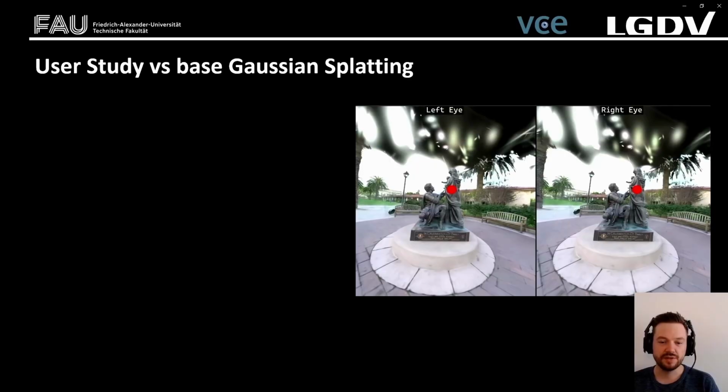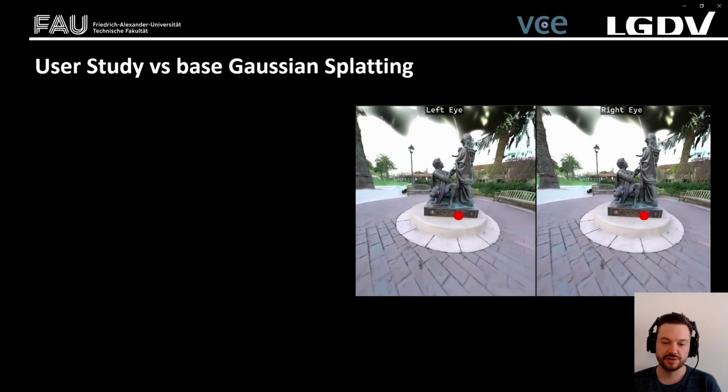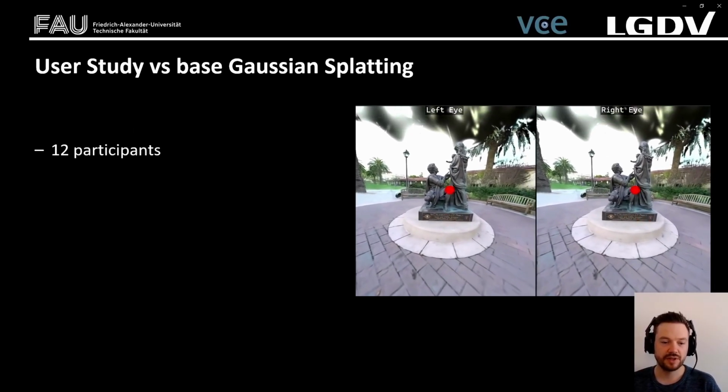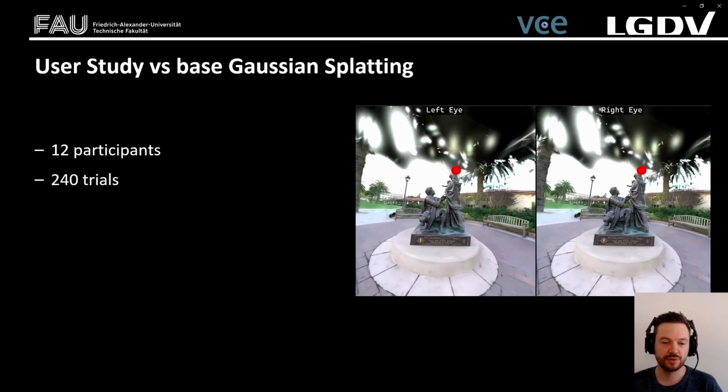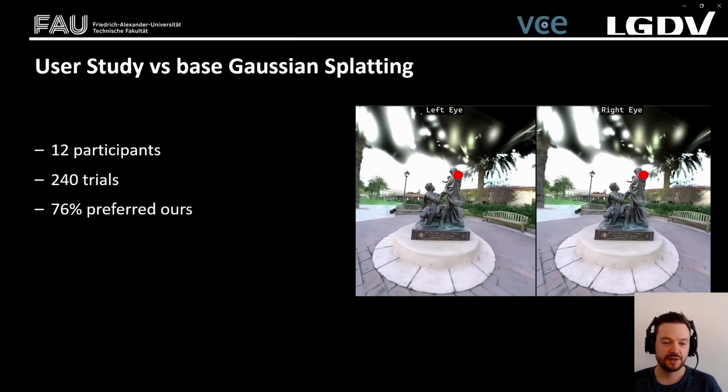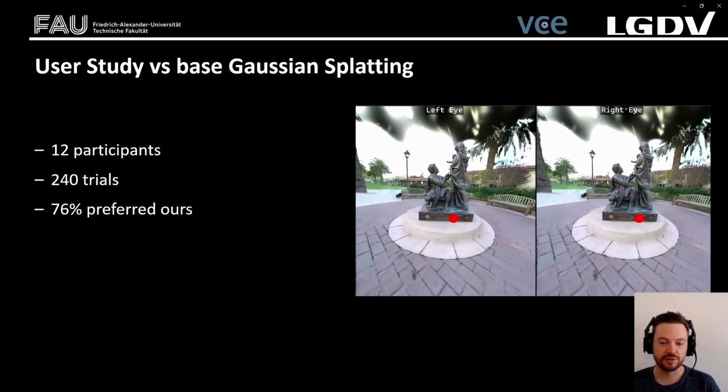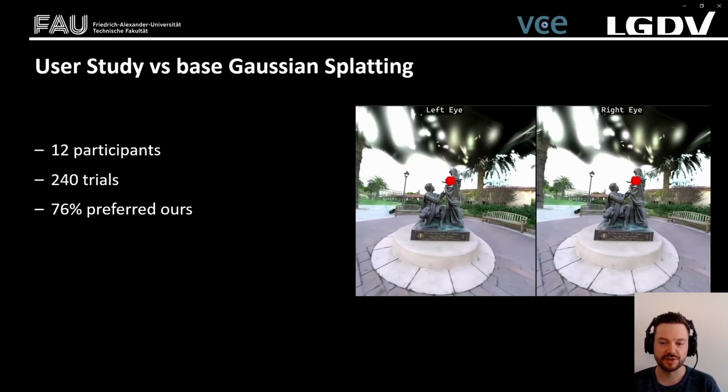We did a user study versus base Gaussian splatting to evaluate our method further. So we asked 12 participants in 240 trials and 76% preferred ours in a two-alternative forced choice setup.